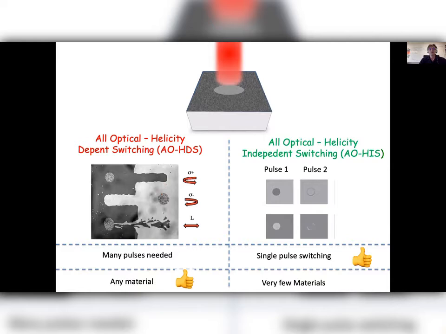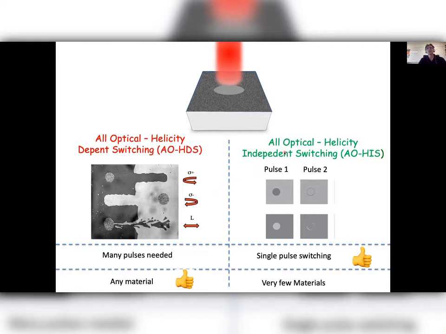It's nice because you can determine the direction with the chirality of the light, but we will see that it requires many pulses. Maybe we can do it with a few pulses, but still we need many pulses in order to obtain this very nice reversal here. What is also quite interesting is that it has been observed for many different materials, and we believe that it can be observed for almost all magnetic materials.